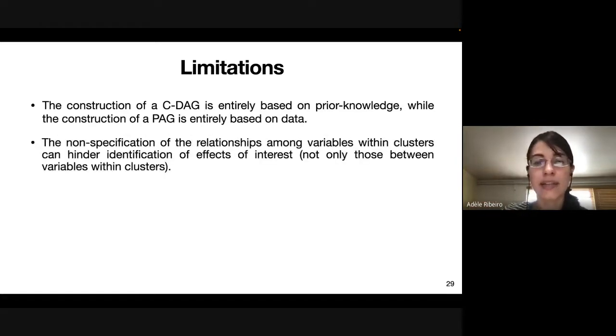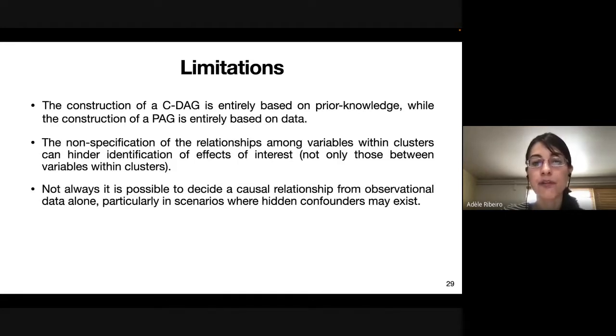On one side, in the cluster diagrams, the non-specification of the relationships among variables that are clustered can render some of the effects non-identifiable, because not only between the variables within the cluster, but also sometimes between the clusters. And again, from the observational data, it's not always possible to decide the causal relationships between some pairs of variables, particularly in scenarios where we have hidden or unobserved confounders.